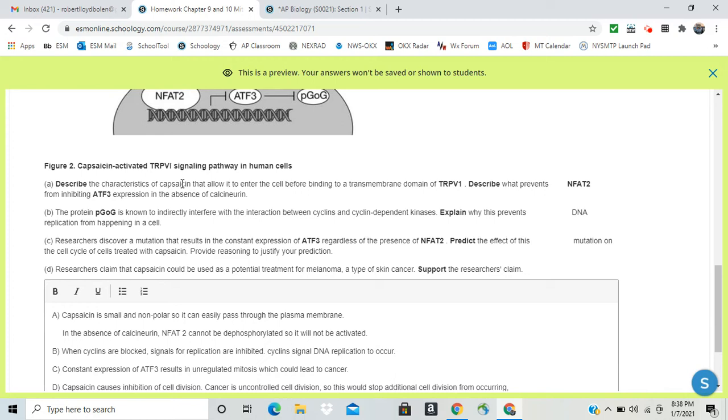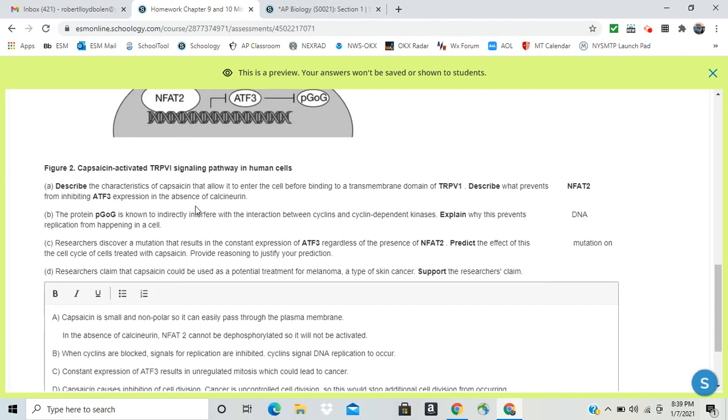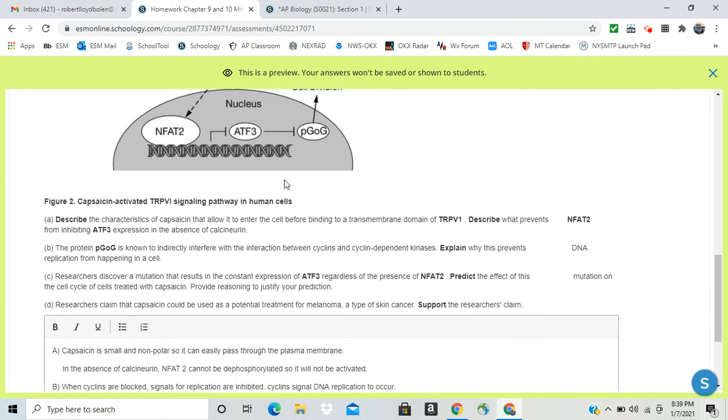It says here letter B. The protein PGOG is known to indirectly interfere with interactions between cyclins and cyclin-dependent kinases. Explain why this prevents DNA replication from happening in the cell. Well, when you block a cyclin, the signals for replication are inhibited. Cyclins signal DNA replication to occur. So if you inhibit cyclins, you're going to inhibit cell division.